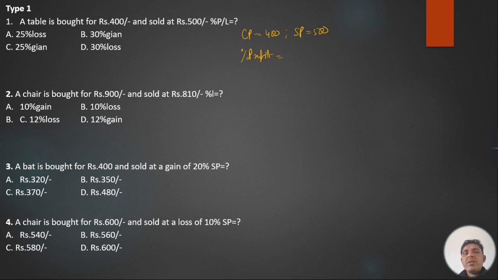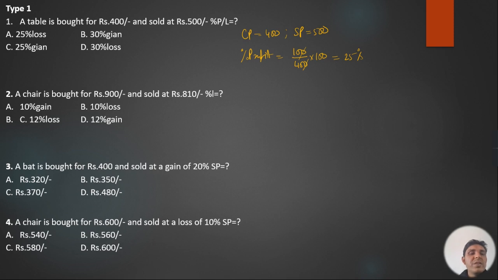Percentage profit is calculated as the profit, that is selling price minus cost price, that is 100, divided by cost price, that is the value you have, that is 400, and multiply by 100. And when you solve this, you will get the answer, which will be 25%, right?